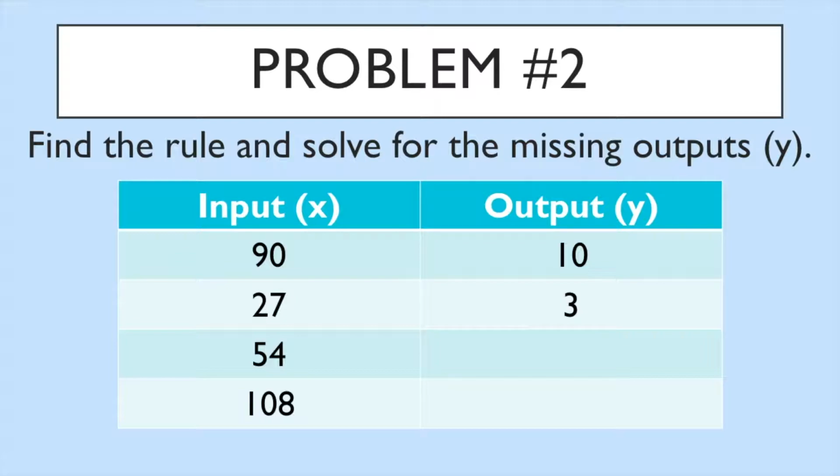This problem asks to find the rule in the missing outputs for the input-output table below. To do this, we must look at the given inputs that have coinciding outputs and figure out the relationship between them. In order to solve for the unknown outputs, we have to find the rule first.